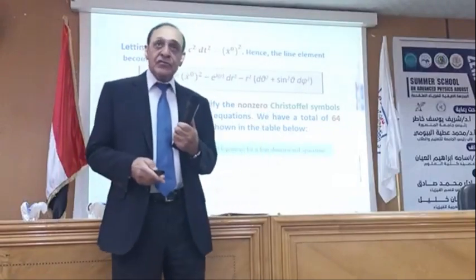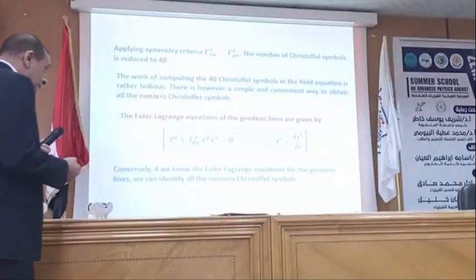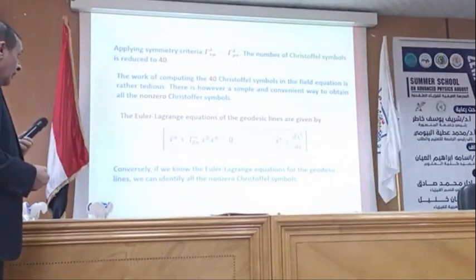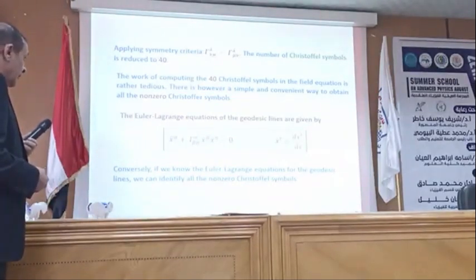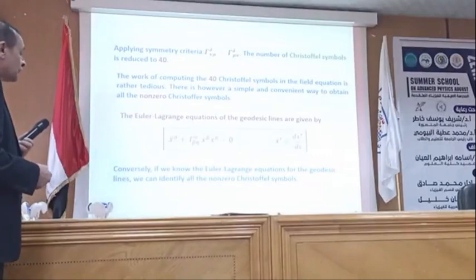Now, how to find the Christoffel symbols? I will go to the Lagrange equation of the geodesic line. This is the equation I'm going to use to identify the Christoffel symbols. This equation contains all the Christoffel symbols, or the 40 Christoffel symbols we just saw.